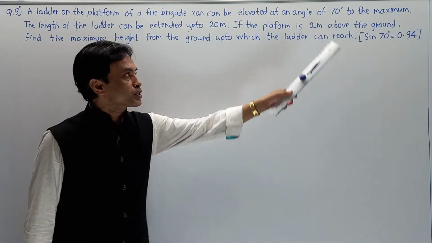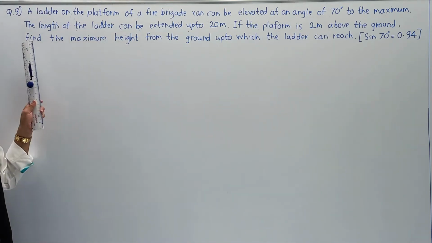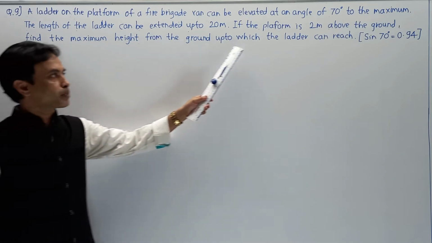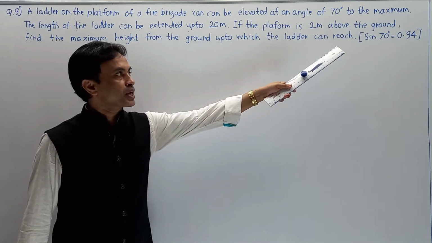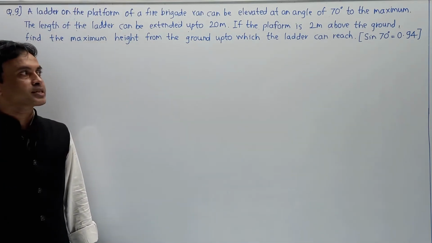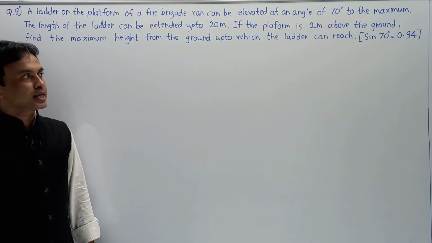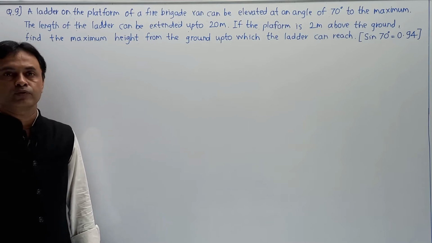If the platform is 2 meters above the ground, find the maximum height from the ground up to which the ladder can be reached, and sin 70 degrees is equal to 0.94. That value is given: sin 70 degrees is equal to 0.94.